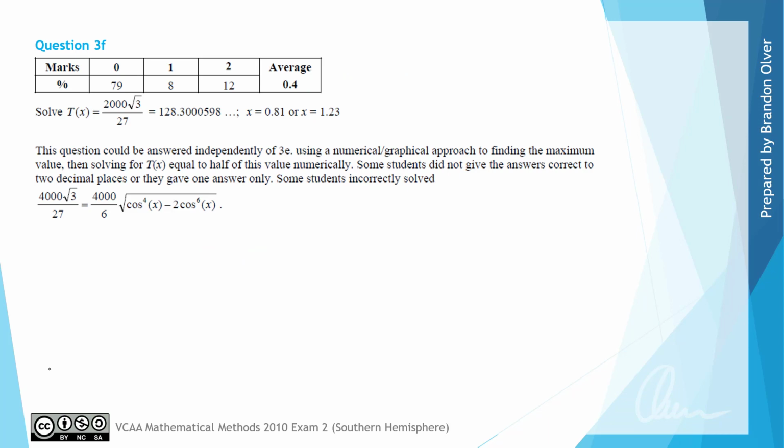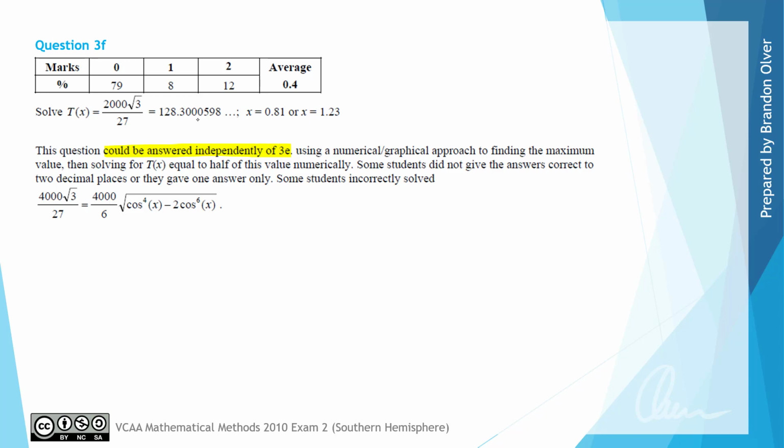From the examiner's report, we can see that only 12% of students got full marks for this question, so it became a really challenging question for students to complete on the exam. The examiner goes on to note that this question could have been answered independently of 3E, using a numerical or graphical approach to find the maximum value and then solving for half of that, which would have been 128.300 as shown above. So even if you had failed to get the exact values that were required in E, a graphical approach still would have allowed you to complete part F of this question.